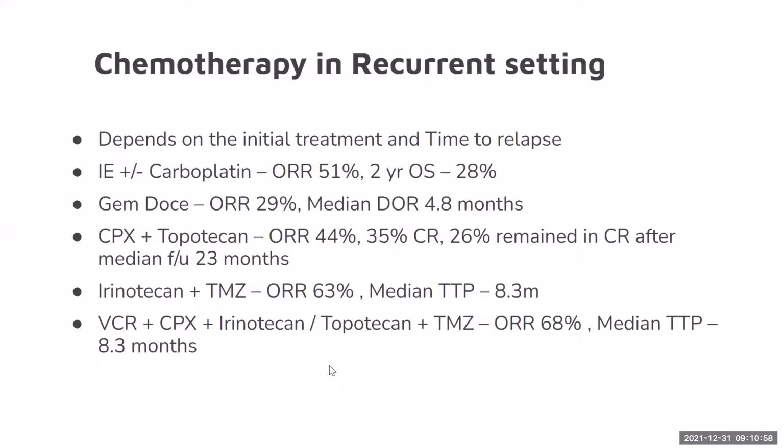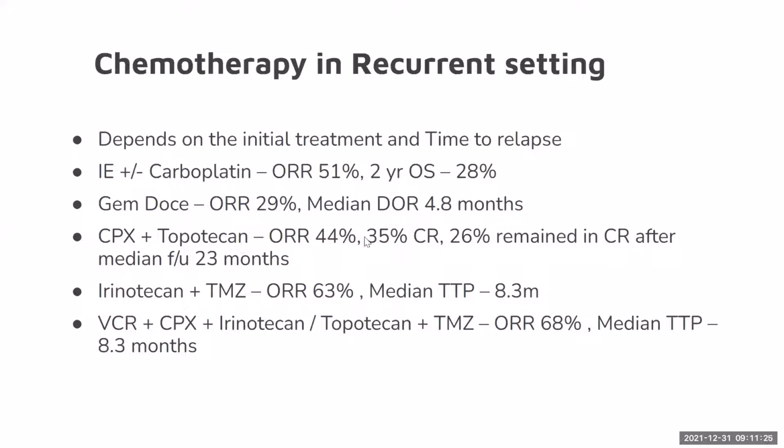What chemotherapy can we use? Multiple chemotherapy regimens have been tried. Ifosfamide and etoposide with or without carboplatin has shown an overall response of around 51% with 2 year OS around 28%. These are all based on small studies of around 30 patients and multiple retrospective studies. Gemcitabine and docetaxel has an overall response of around 29%, with a median duration lasting only around 5 months, as in other soft tissue sarcomas.